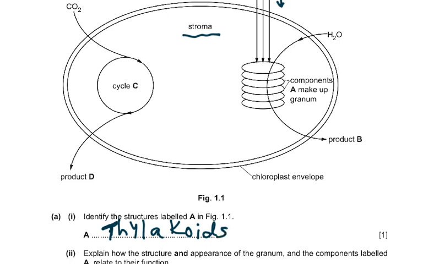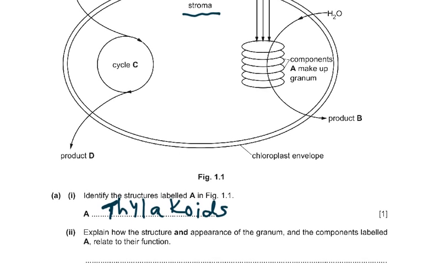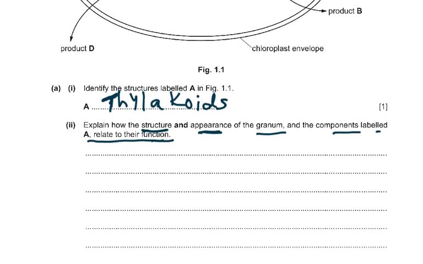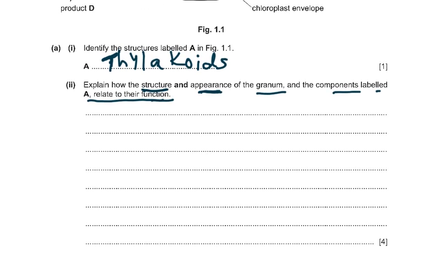It's fine. Now it says explain how the structure and appearance of the granum and the components labeled A relate to their function. So structure and appearance and relate to their function. So you've got to talk something about the structure and the appearance. So usually some of you don't read the question clearly. I've been checking the mock exams and I get this very often, in which I see students not reading the question properly and then giving me a sort of a compromised answer, and then I can't give you marks for it. So, of course, how would we mark this? And this is for 4 marks. It's a lot of marks.